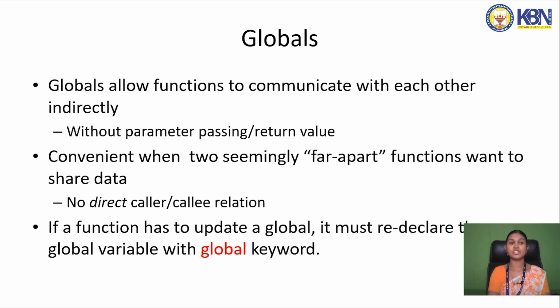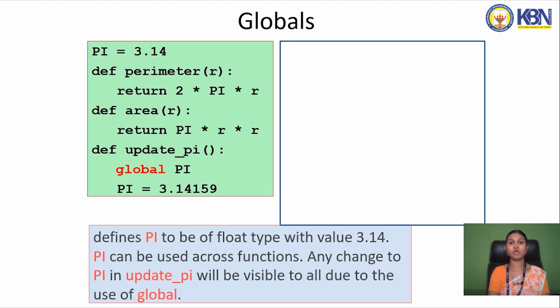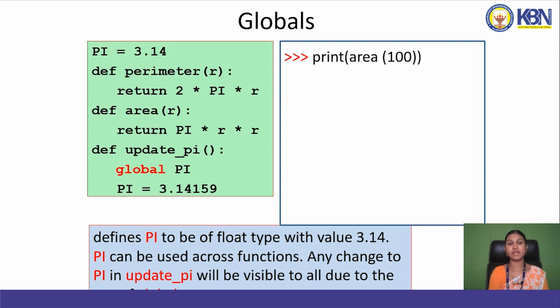Here, if a function has to update a variable globally, it must redeclare the global variable with the help of the global keyword. Now let's see an example of global variables. Here, I am declaring the pi value as 3.14, and in this program I have to calculate the perimeter value and area value, and finally I have to update the pi value.